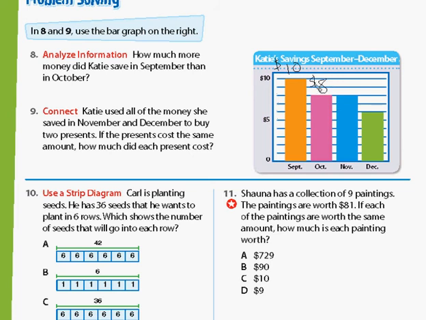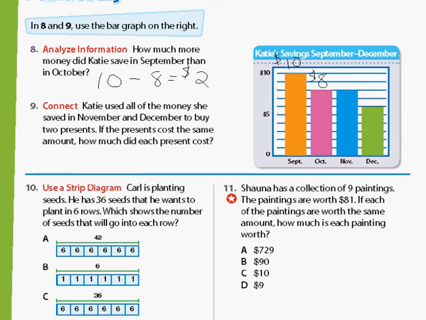Our equation for that would be 10 minus 8. Whenever we're trying to find how much more of something there is, that's going to be a subtraction problem. And we know it's 2, so she saved $2 more in September than she did in October. Problem number 10.